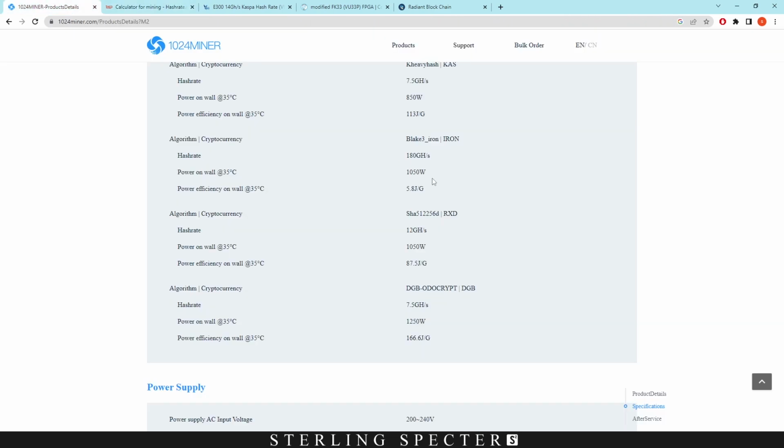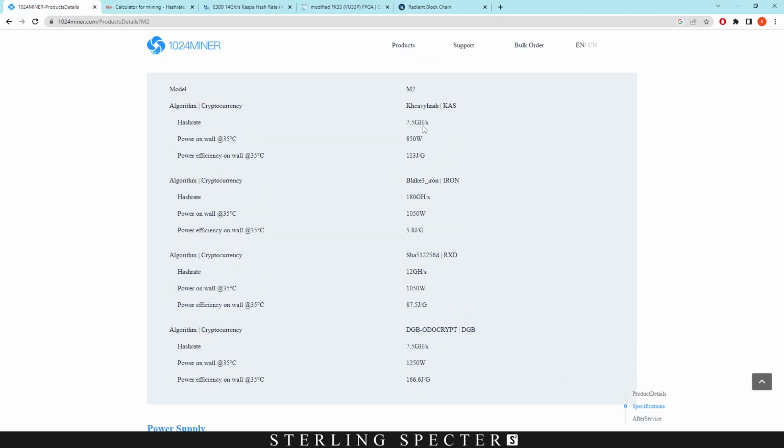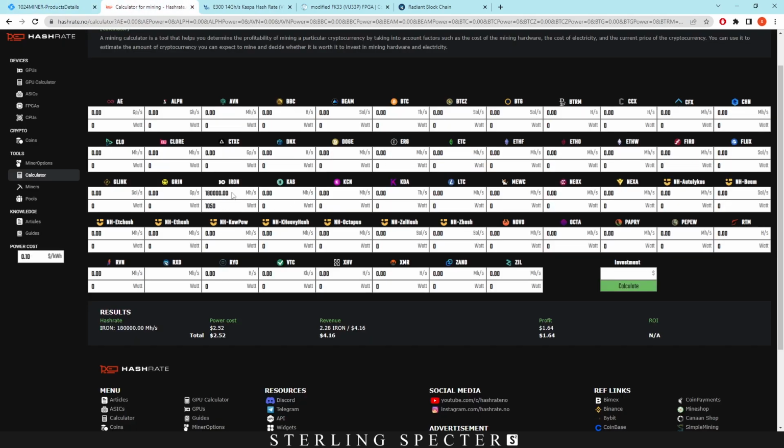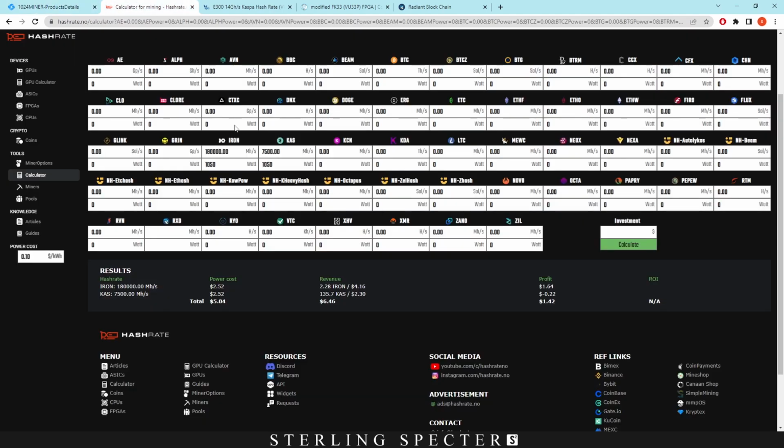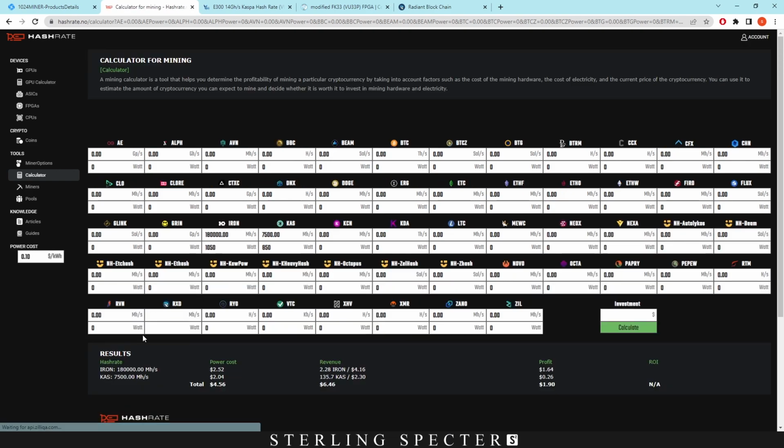Now, I will just type in the Kaspa figures just so you can get an idea of what this multi-miner can do on Kaspa real quick. So 7.5 gigahash on Kaspa. Sorry, it's 850 at the wall, so maybe it's slightly more profits. If we just click calculate, what is Kaspa looking at? Okay, so 26 cents profit at 850 watts at the wall. So FPGAs are coming online for IronFish, Radiant, and Kaspa.